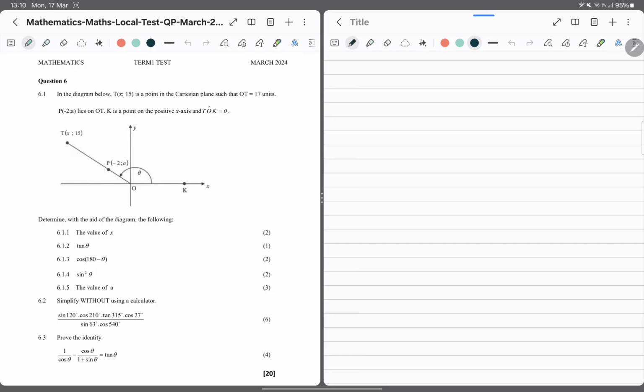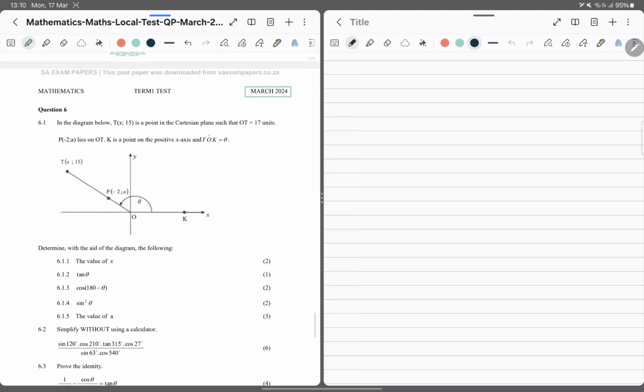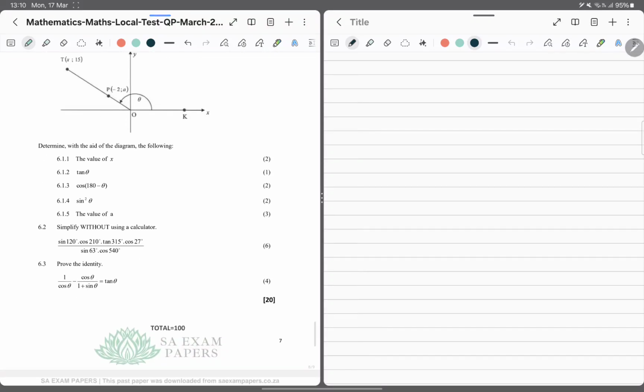Okay, let's not waste too much time. As you can see, this was from March 2024 from the Northwest. Of course, we have done this question, but I just felt let's just revisit this question for standard approaches as well as for enrichment. So while still talking about proving identities, we know our 3-step approach.